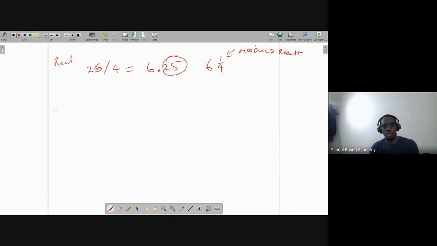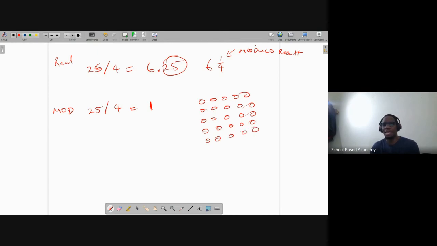Because if I go for my mod division, I say 25 % 4, the answer for this is going to be 1. If I had 25, 1, 2, 3, 4, 5, 1, 2, 3, 4, 5, and so on, and I take out in groups of 4, right, so I'm taking out 4 at a time, I am left over with 1 here.